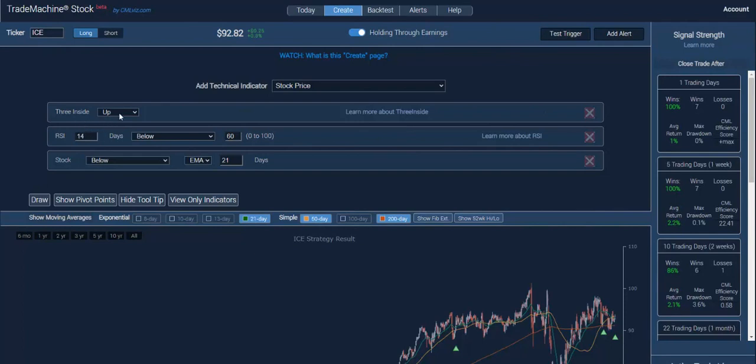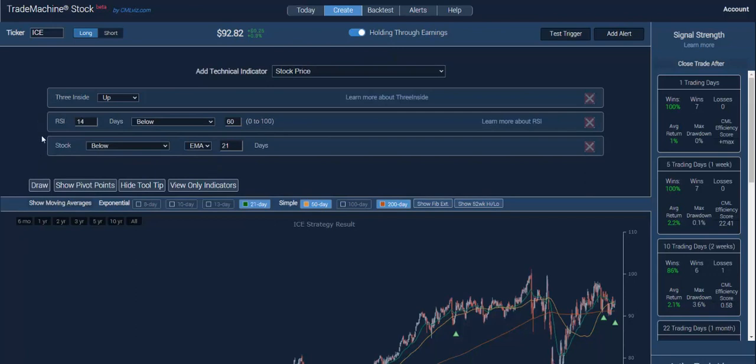We have a 3 inside and up, and if you don't know what that is, you can always click learn more about 3 inside. We want the RSI to be below 60, and we want the stock price to be below the 21-day EMA. The point of these 2 requirements is to make sure the stock is not overbought.